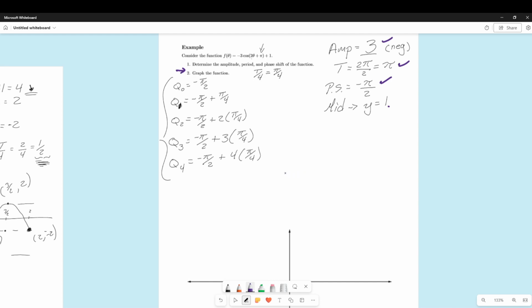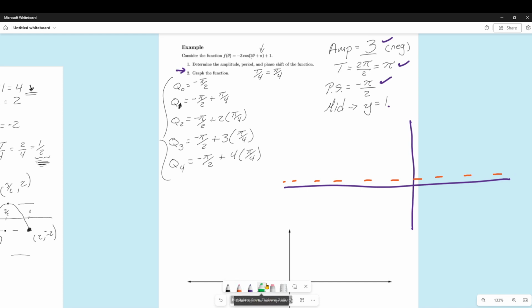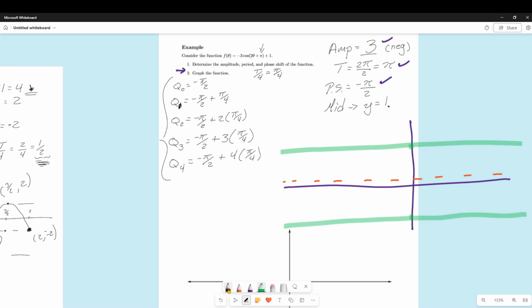Okay, so I just want a little more space than that gives me. So our midline at y equals 1, I'm always going to start there. And then our amplitude of 3, so we're going to go from 1 up 3 to 4, and down 3 to negative 2. And I just like to do that because it gives me a little window. Our curve is going to live inside of that range.